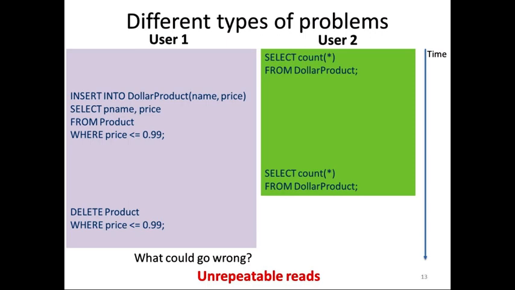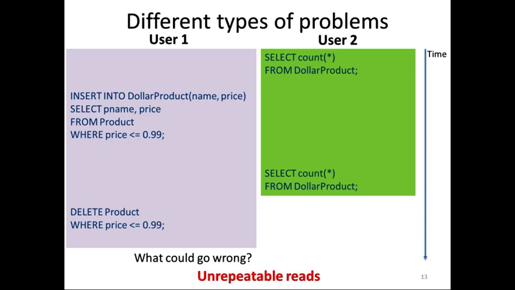Okay, and so what happens here, you can see that in time, we are interleaving the steps of these two transactions that, of course, work on the same database and to some extent on the same data, in particular the table dollar product. And so the first application, the green one, reads this count, and then it will reread this count, and obviously it will find that the value has been changed because in between these two selects, something happened. Some new products have been inserted into the product table.